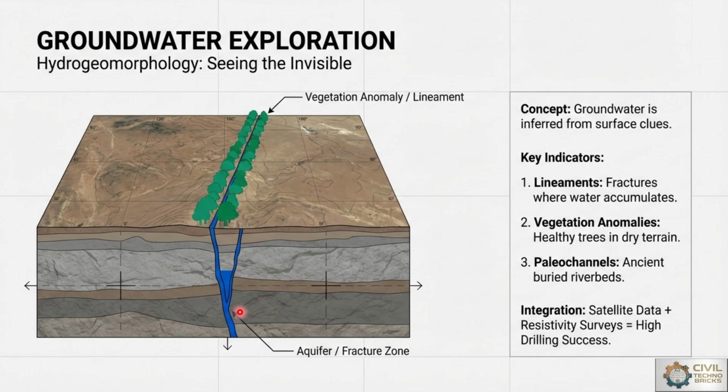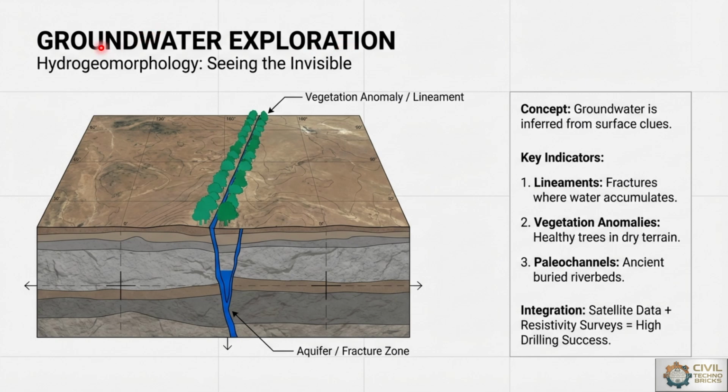or the fracture zones. So the most important concept for groundwater exploration is that groundwater is inferred from surface clues. So we have to identify groundwater on the basis of indicators like the lineaments, vegetation anomalies, and paleo channels. Here the lineaments are the fracture zones where water accumulates. Vegetation anomalies are the healthy trees in dry terrain. So healthy trees in the dry terrain are also vegetation anomalies that will be identified for groundwater exploration. And the third one is the paleo channels, where ancient buried river beds are to be identified so that we can check the availability of groundwater.